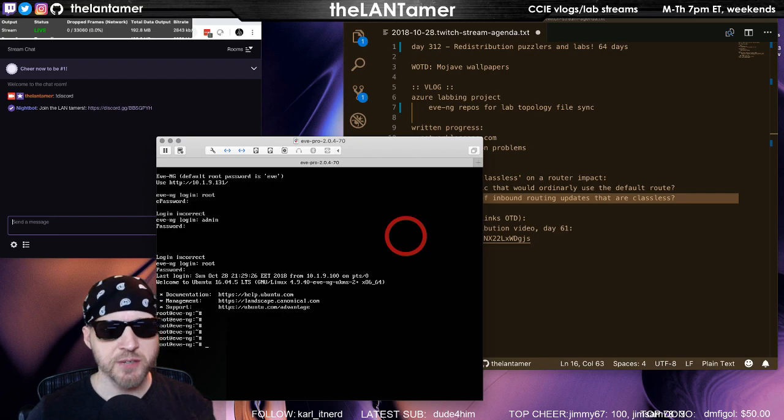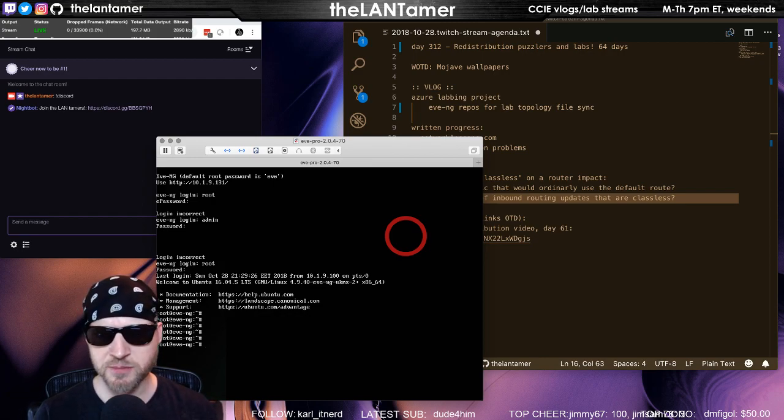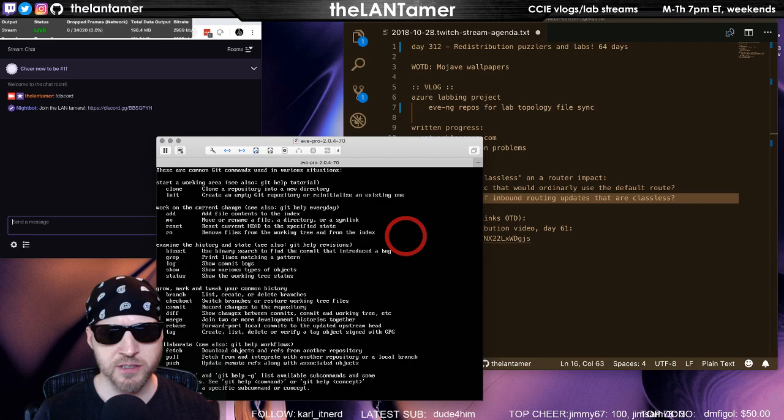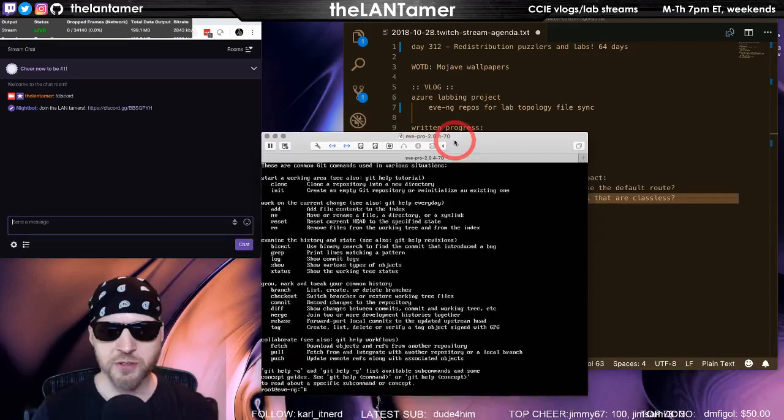And I will say with Viral, that is one advantage, because Viral had integrated Git. I haven't found that yet in EVE-NG, not even in the Pro edition. Maybe it's there and I just don't know it and haven't seen it in the documentation. Now, Git is installed, which is cool. So that's really all I need.